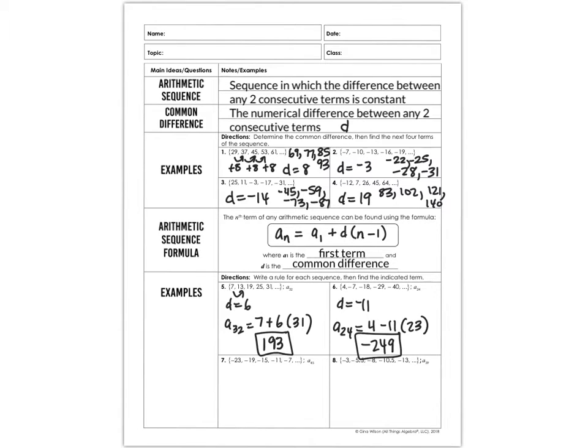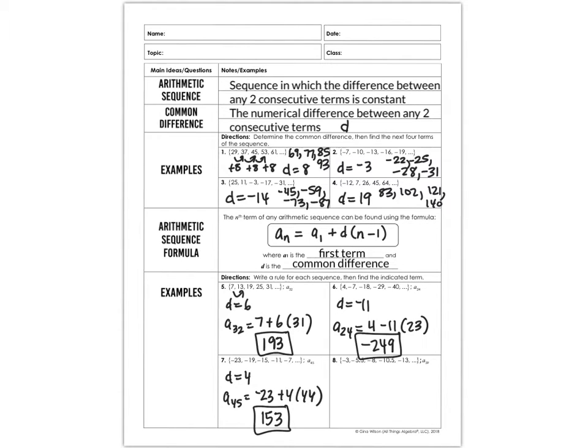All right, the next one, they are adding 4. So my D would be 4. So the 45th term would be taking the first term, which is negative 23, and I'm adding 4 44 times. So it's really not too terribly difficult if you remember the formula. And to me, it just makes sense. So it's not hard for me to remember this one.